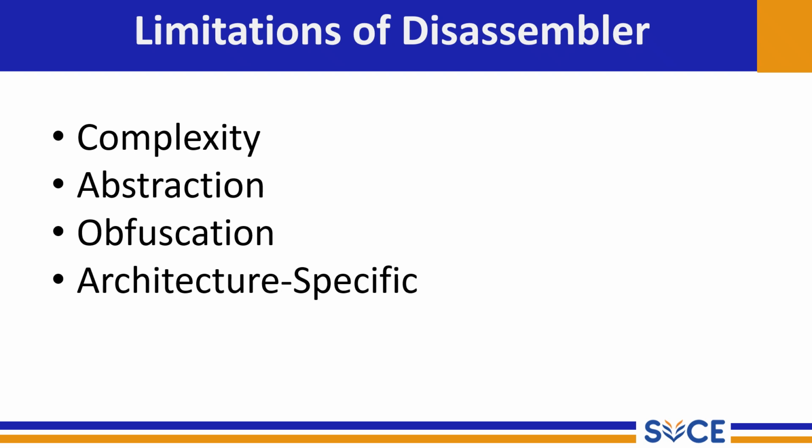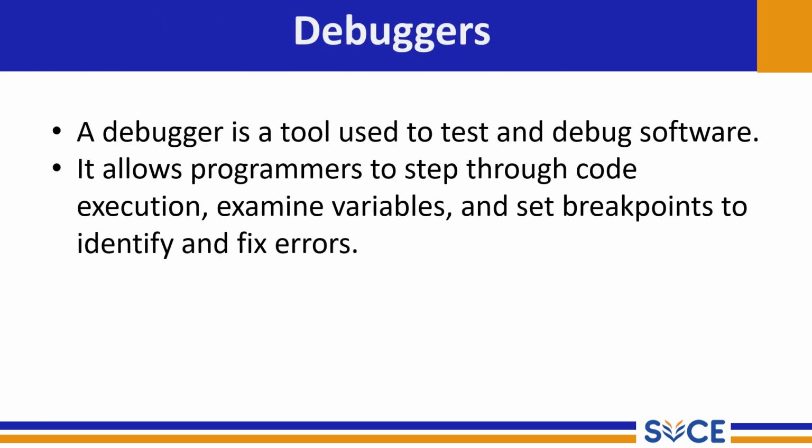And the next one we are going to discuss is the debugger. So what is meant by a debugger? A debugger is also a tool that is used to test and debug software, and it allows programmers to step through the code execution, examine the variables, and set breakpoints to identify and fix errors.